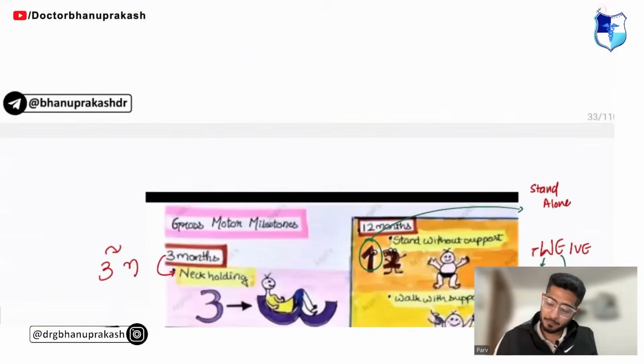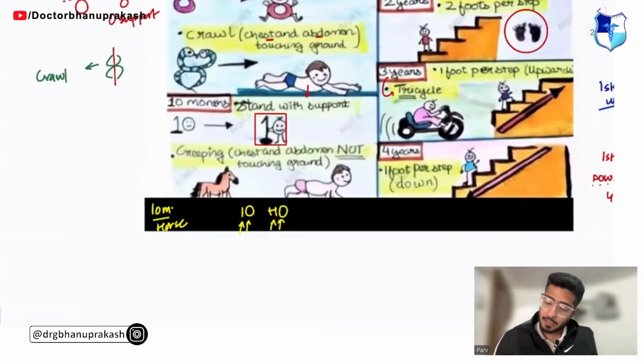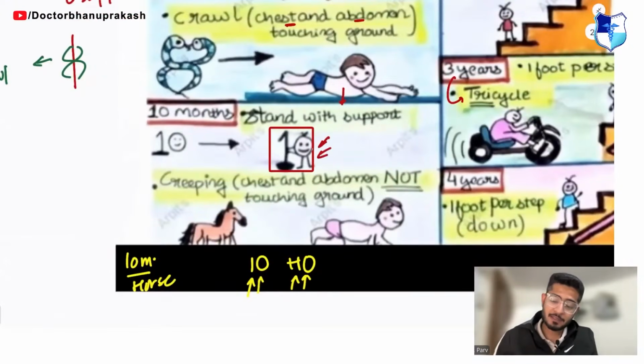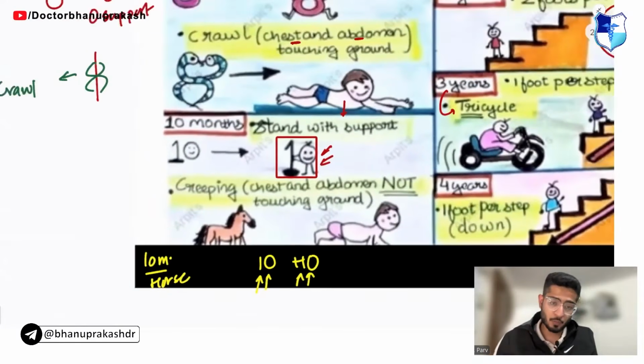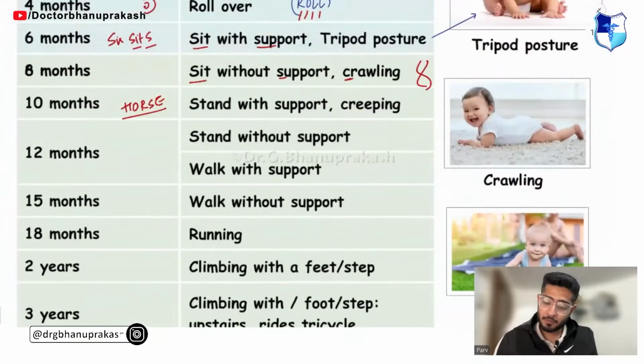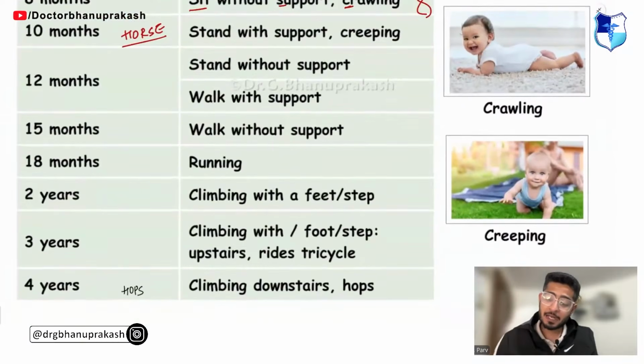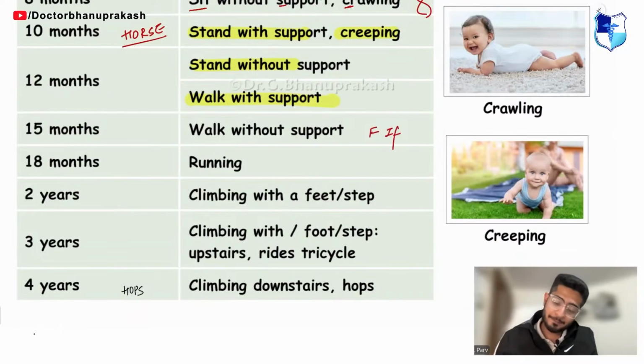And stand with support means, see this picture, you will be able to understand. There's this baby, the 0 baby is standing with the help of this 1. So this is standing with the support. Okay, and of course creeping, and then stand without support and walk with support, 12 months. 15 months, I've told you fine even if I will not get the support. 18 is going to be running to the pubs, to get the whiskeys.